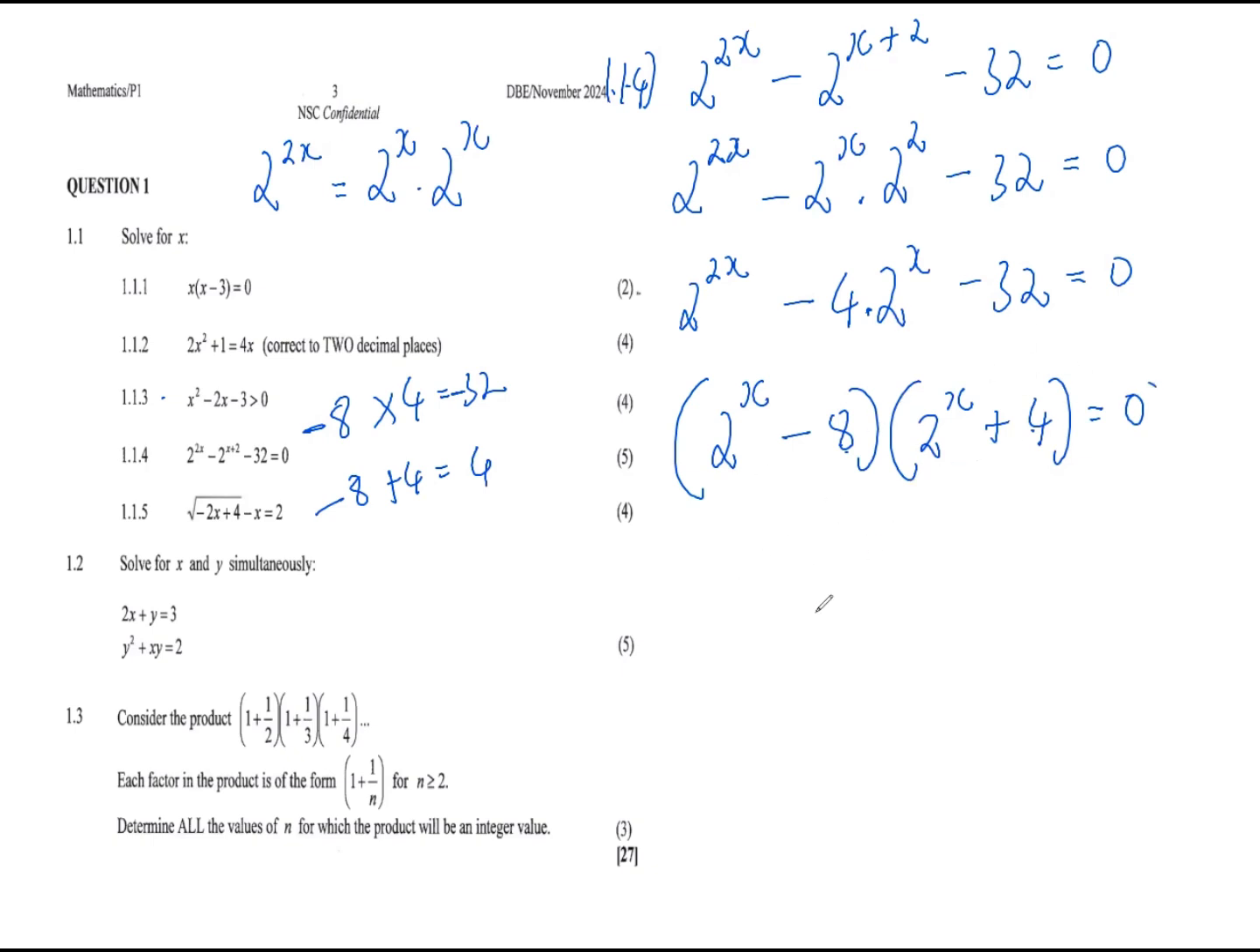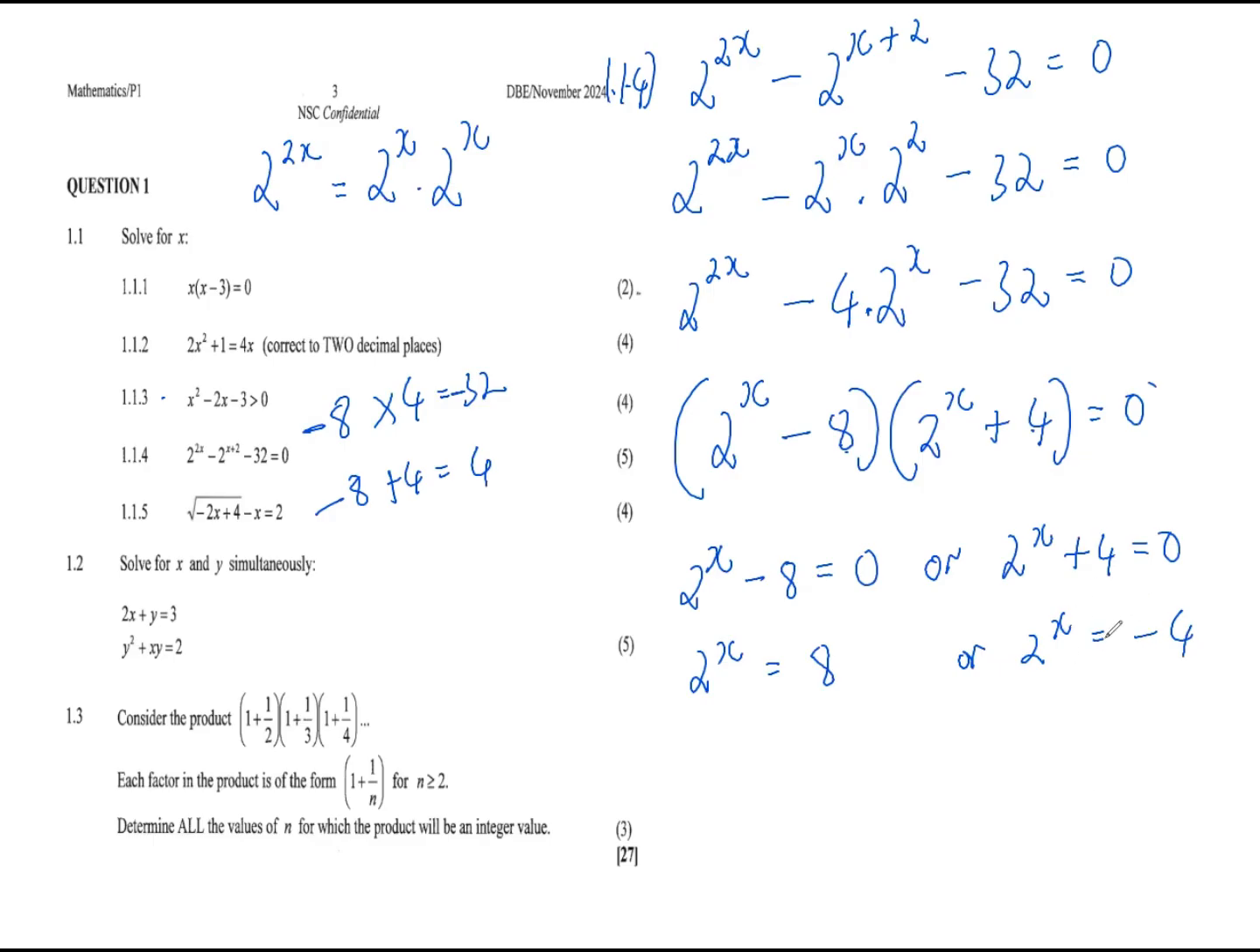So we can equate each and every bracket to what? To 0. So this is 2 to the exponent of x minus 8 is equal to 0, or 2 to the exponent of x plus 4 equal to 0. Now this is 2 to the exponent of x is equal to 8, or 2 to the exponent of x is equal to negative 4.